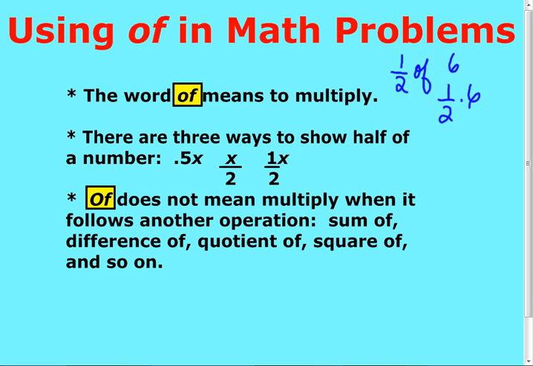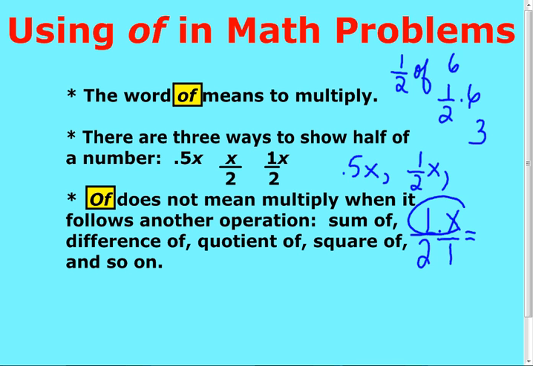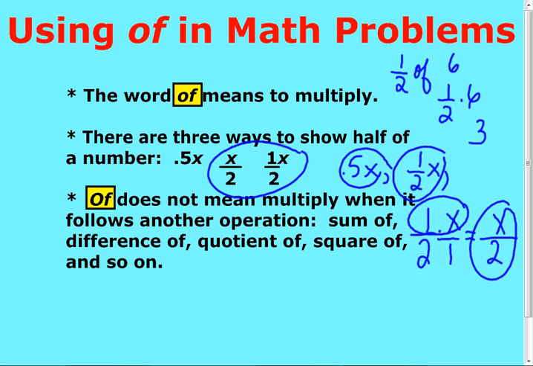When I see it written out, not necessarily do you see it. So there are 3 ways to show half of a number. You can do 0.5 times the number. You could do half of x. And if I multiply those together with rules of fractions, what happens when I multiply these two? 1 times x is x. What's 2 times 1? 2, and that's it. So these all mean the same thing. My preference is probably these two.